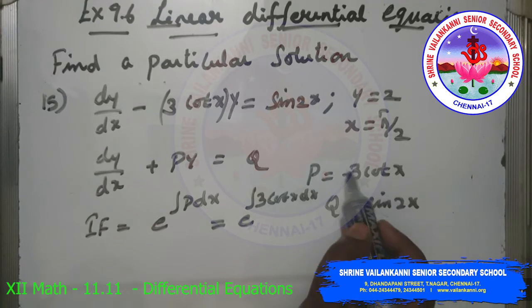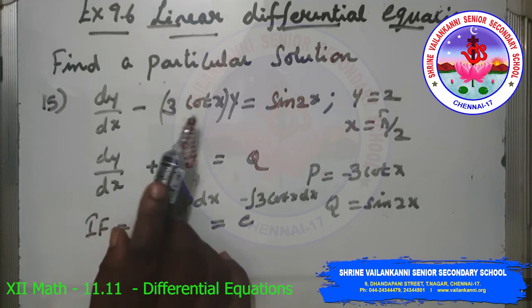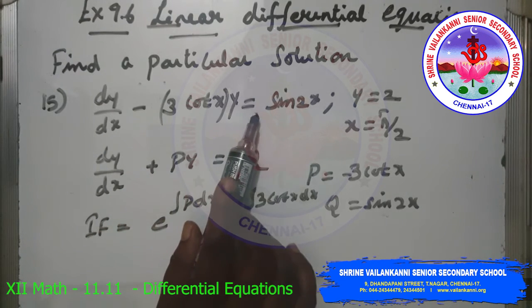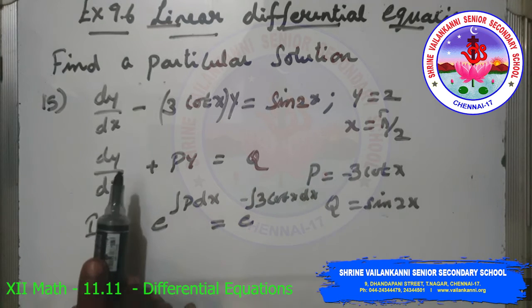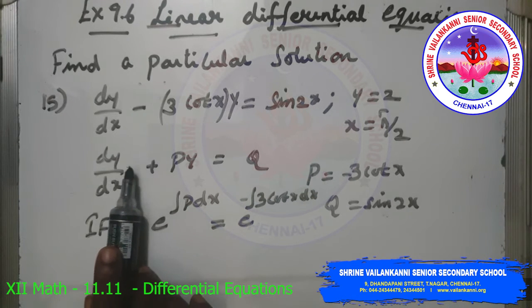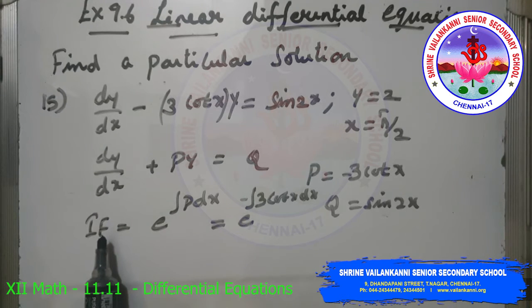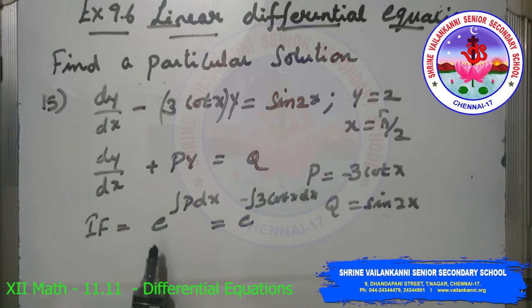Fifteenth one, dy by dx minus 3y cot x. So I have written this as 3 cot x of y, which is equal to sin 2x, y equal to 2 and x equal to pi by 2. Have to write this equation in the form of dy by dx plus Py, which is equal to Q. P is minus 3 cot x and Q is sin 2x.